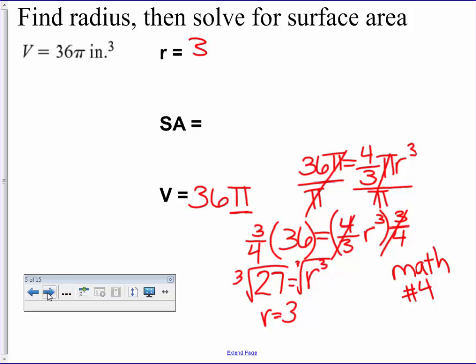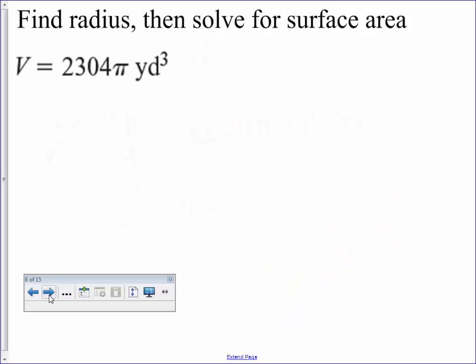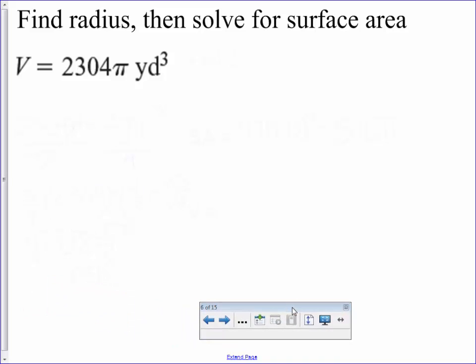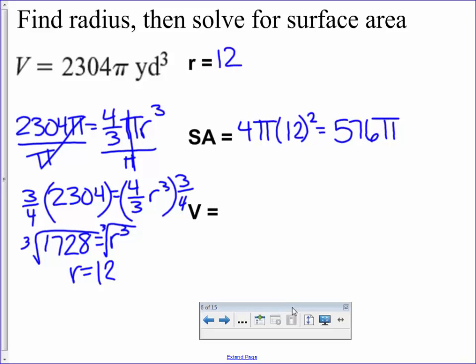So now to solve for the surface area, we just simply do 4 pi times our radius 3 squared. And you should get 36 pi for your surface area. Go ahead and try this next one on your own. They want you to find the radius. They give you the volume is 2,304 pi. All right, so here's the work. You should have gotten your radius to be 12. So that means when we plug it back in, our surface area should be 576 pi. So there's all the work to find the radius.